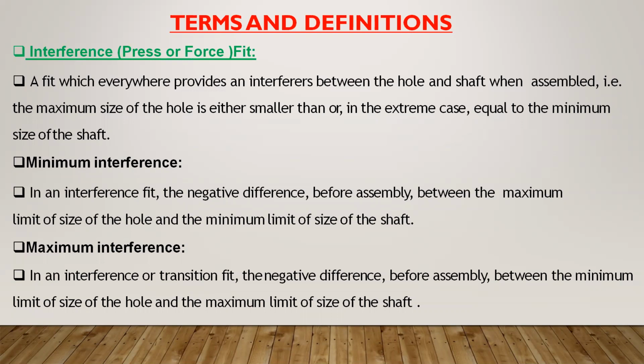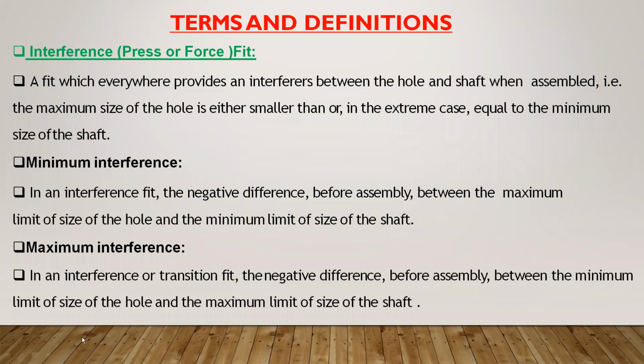In an interference fit, the minimum interference is the negative difference, before the assembly, between the maximum limit of size of the hole and the minimum limit of size of the shaft. So that is the basic difference for the minimum interference: the maximum limit of size of the hole and the minimum limit of size of the shaft.